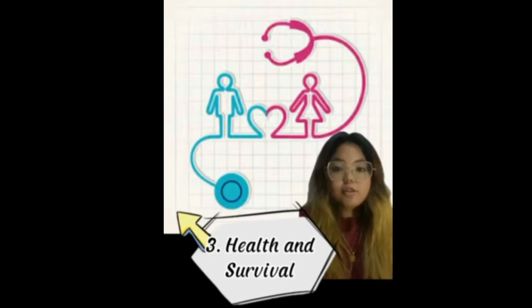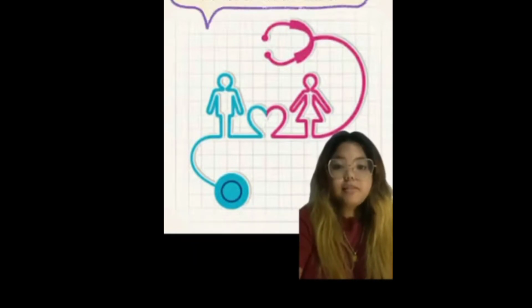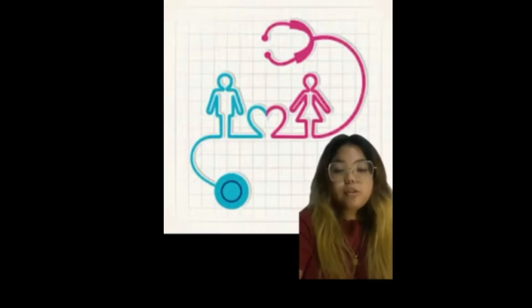Number 3, health and survival. This sub-index provides an overview of the differences between women's and men's health through the use of 2 indicators. The first is the sex ratio at birth, which aims specifically to capture the phenomenon of missing women, prevalent in many countries with a strong son preference. The second is the gap between women's and men's healthy life expectancy.